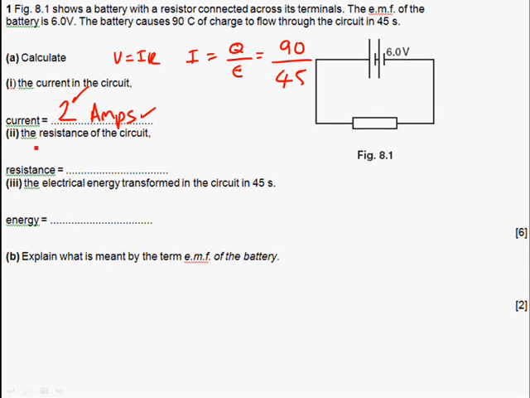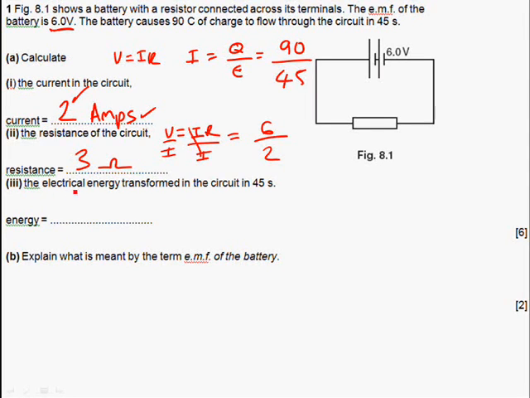Okay, the second part is calculate the resistance of the circuit. Well now I have V and I've calculated I, so I can use V is equal to IR, rearranging for R. So V is equal to IR. I need to get rid of the I on this side. I can do that by dividing both sides of the equation by I. Cancelling out the I's, I've got R is equal to V over I. So V was 6 divided by I was 2. 6 divided by 2 is 3, and the units of resistance is ohms.